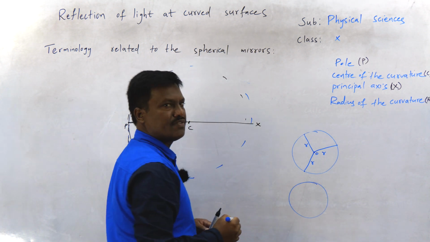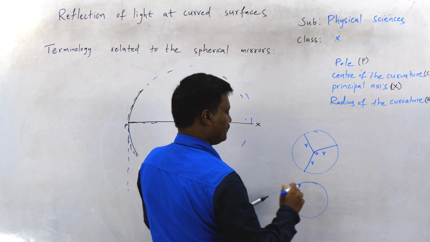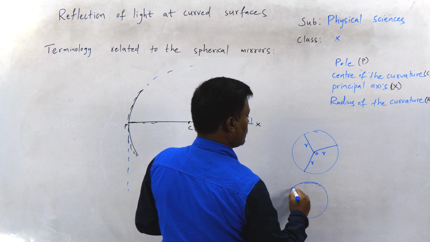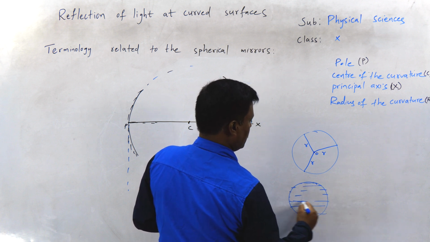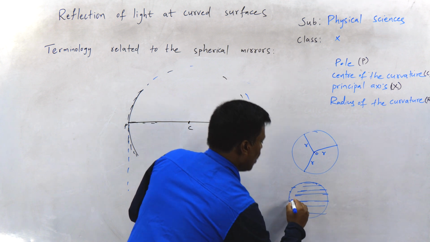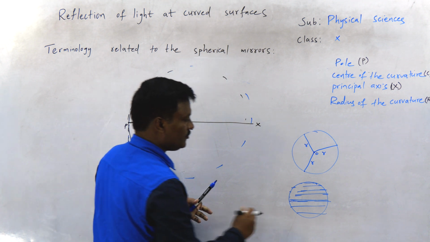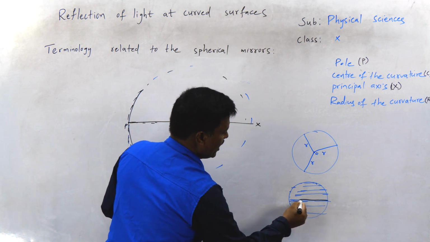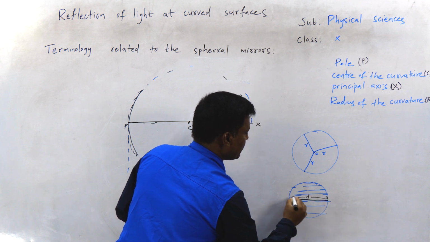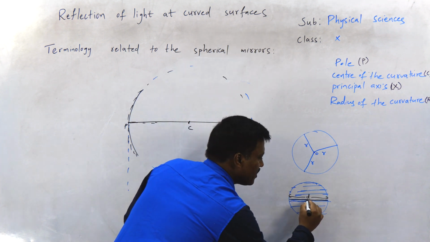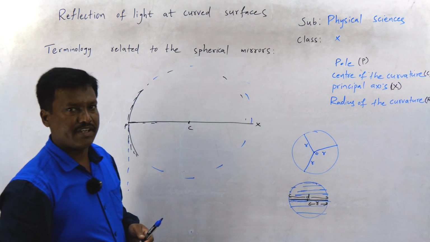Radius also we can understand this way. In a circle we can draw many chords. These are the chords. Many chords we draw like this, right? The longest chord is called a diameter. This is diameter, from here to here. Half of the diameter is called radius. So radius also can be defined this way.